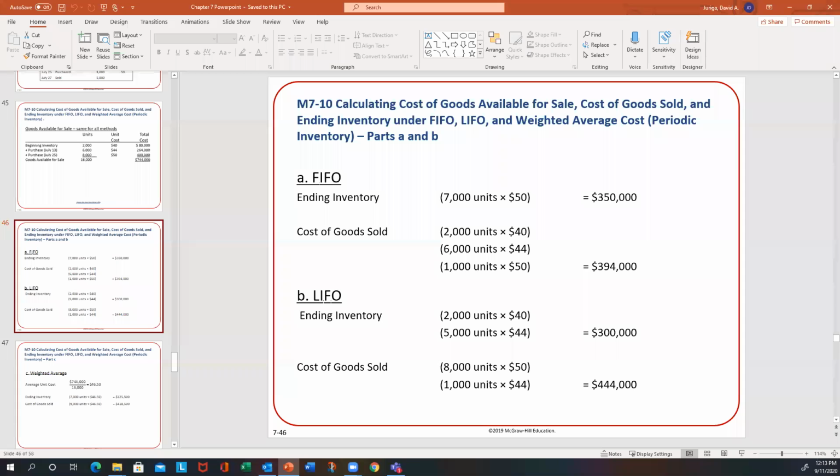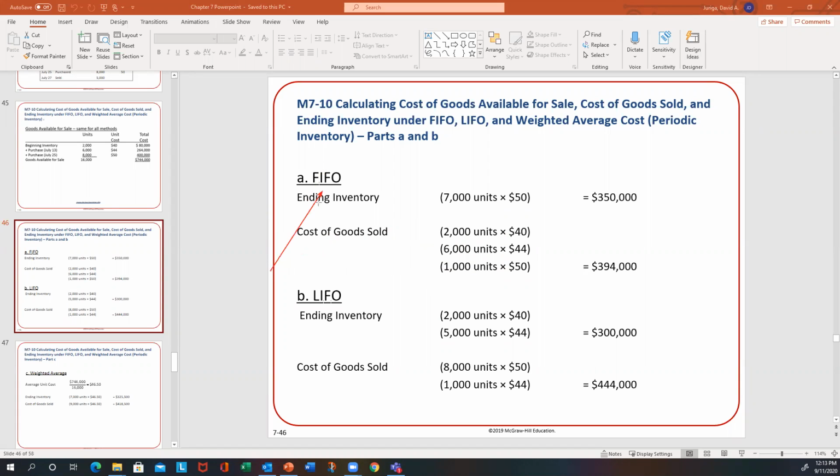So you'll notice, again, under FIFO, they had 7,000 units left at 50. And then you can see how when they went to do their cost of goods sold, first in, first out, the first 2,000 came out of 40, and then you had 6,000 at 44, and then 1,000 at 50. So your total sales, which were 9,000 units, you can see how they use these different cost pools to arrive at their cost of goods sold.